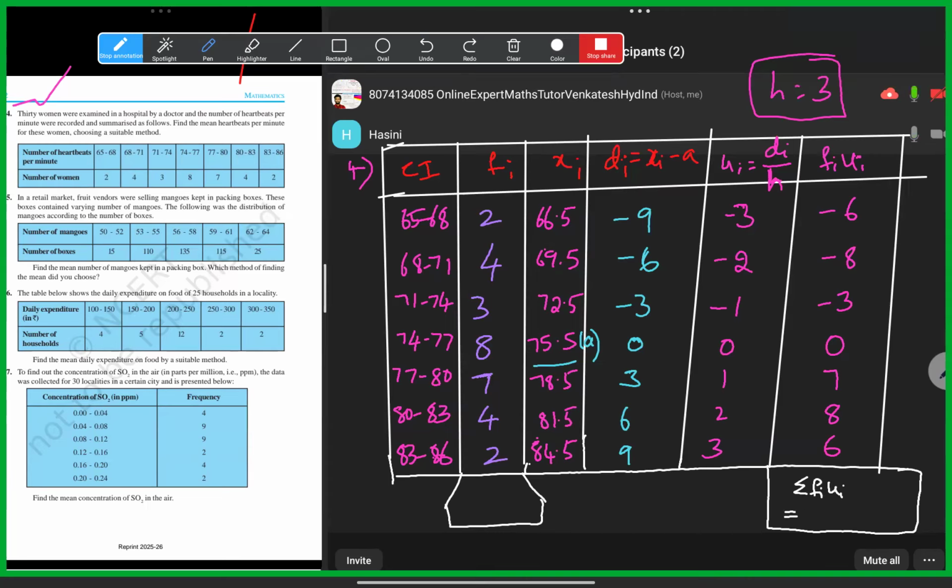So we'll get minus 6 minus 8, how much? So we have to add, it's like minus 14. Yes, minus 14 minus 3, minus 17. Minus 17 plus 7.